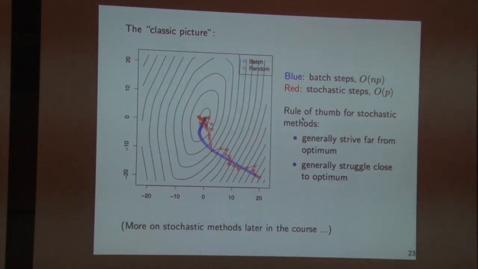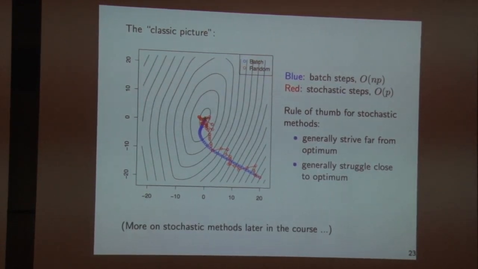So the rule of thumb for stochastic methods in general is that they thrive far away from the optimum, so they make a lot more progress than batch methods away from optimum, but they struggle when you're close to optimality. They don't converge to high accuracy. It's just something to remember when you're looking at a very large problem that you're trying to optimize. And we'll talk about this in a little more detail next time.